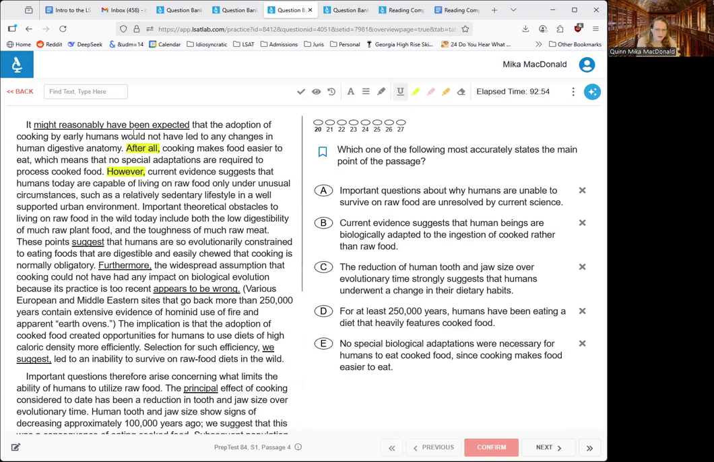It might have been reasonably expected. It feels a little bit tone right there. I feel like I can hear a little bit of tone from the author already. That the adoption of cooking by early humans would not have led to any changes in human digestive anatomy. After all, cooking makes food easier to eat, which means that no special adaptations are required to process cooked food. However, right, we get our reversal word. Current evidence suggests that humans today are capable of living on raw food only under unusual circumstances.